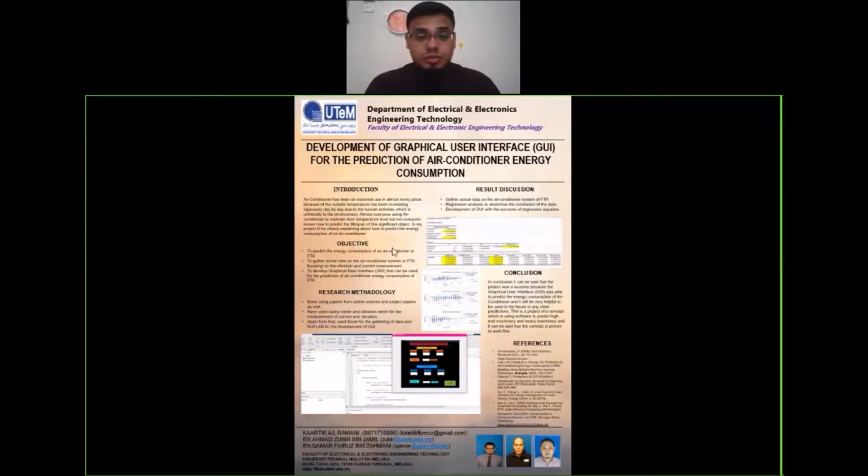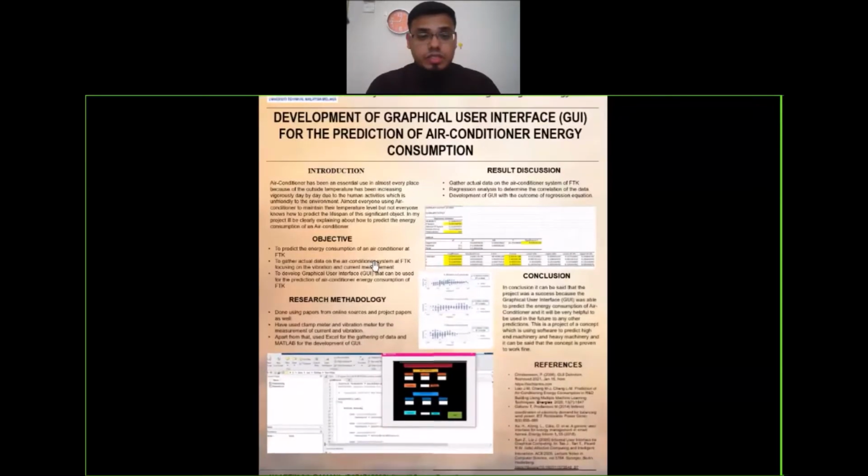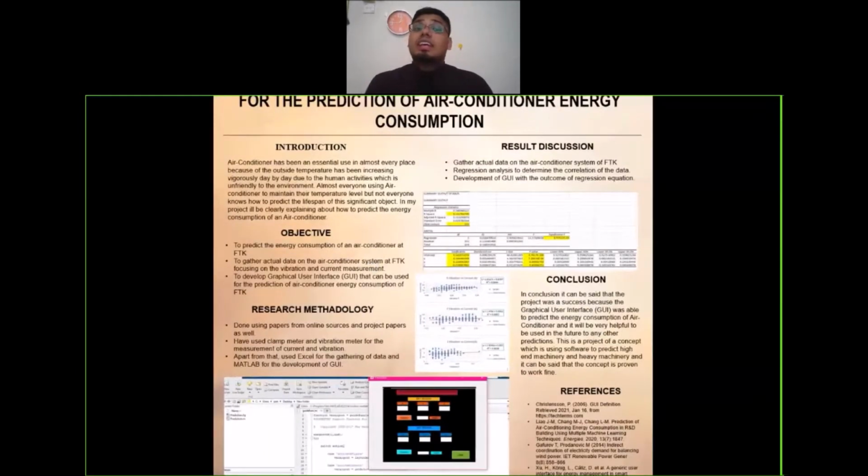So for the objective, it is to predict the energy consumption of an air conditioner at the FTK. We have a fixed compressor, so we go there every day and take actual data from it to do our prediction. The data we gather from the air conditioner system at FTK will focus on vibration and current. That will be very helpful for our GUI production.